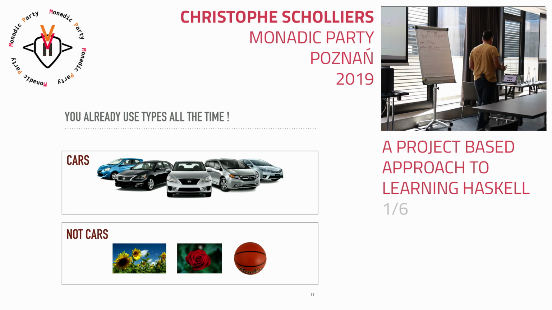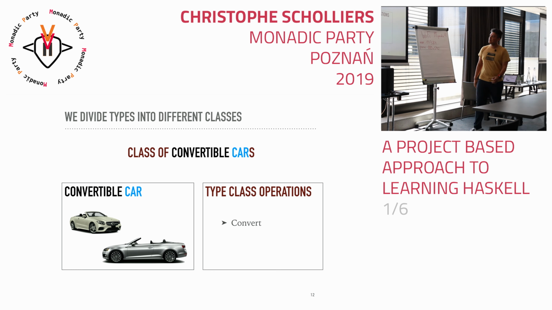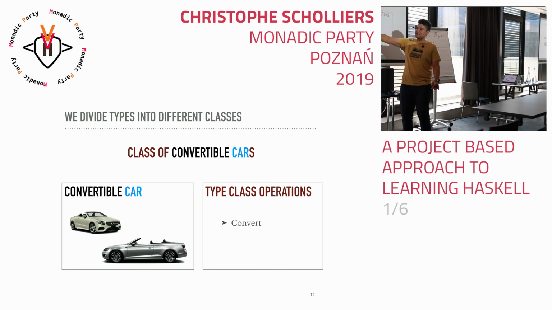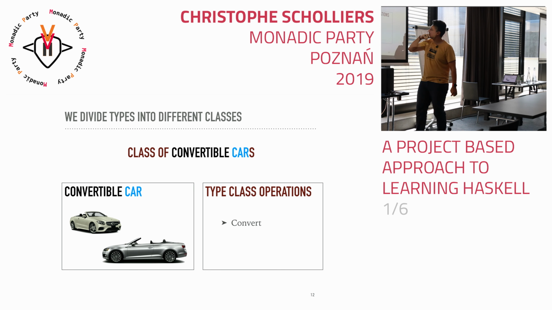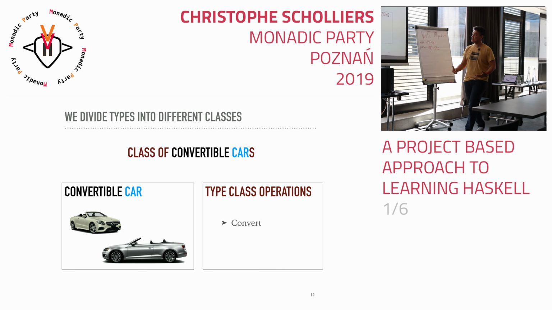It's very simple. But we don't just use types. We make categories of things. We also categorize these types themselves. Yeah? So, for example, everybody can identify this as a convertible car, right? And so we actually have what is called a class of convertible cars. Yeah? And so what's the difference between a normal car and a convertible car? Well, it's defined by the operations which the car supports.